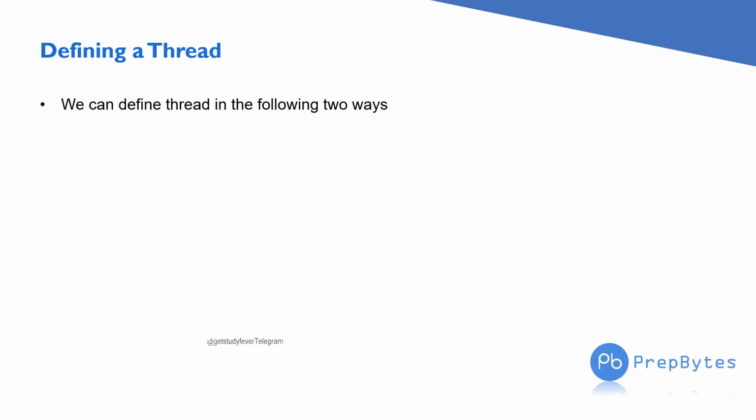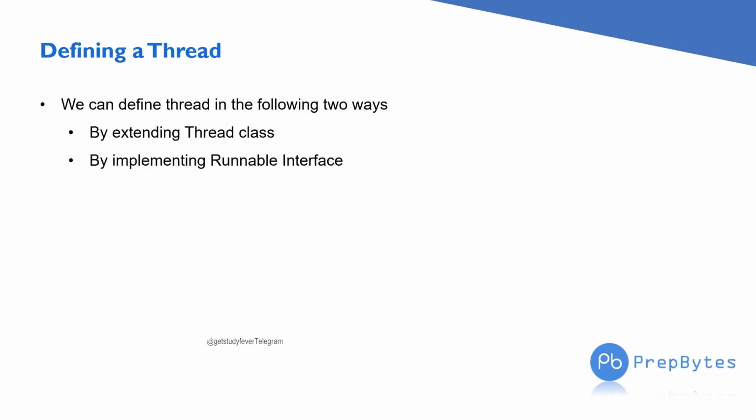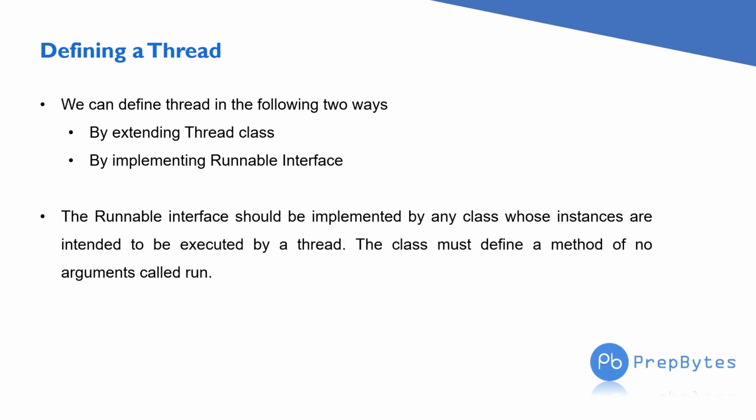Okay, now defining a thread: there are two ways of defining a thread, that is, extending the Thread class or implementing the Runnable interface. So we will see different methods in the Thread class. And what is the Runnable interface? It contains just a single method, and whoever is implementing that interface has to implement that run method, correct?